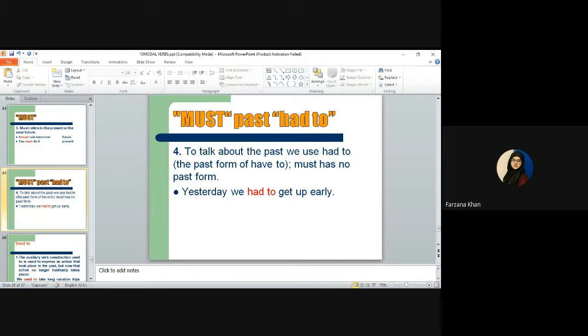So what you need to do is add had to in the past, because basically there is no past form of must. So when there is a need to give a strong recommendation in the past tense, you will use had to, which is basically the past form of have to, because must has no past form. Here you can see in this sentence, yesterday we had to get up early, right?